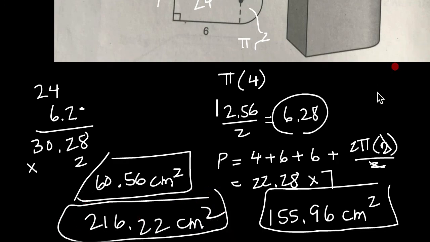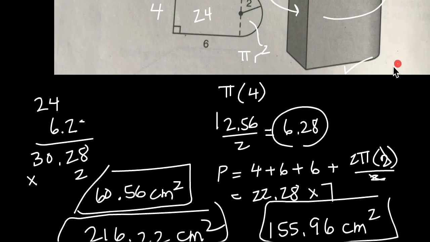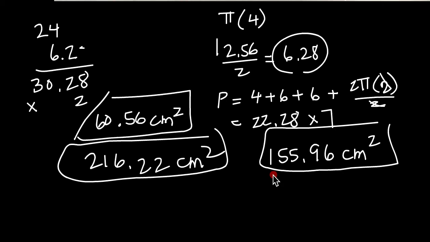So just to recap real quick, if you're finding the surface area, you need to find the area of both bases, and then you need to find the whole way around. The way that we find that is we find the perimeter of the base and take it times the height, and then we add the bases together with the lateral surface area, and that gives you the complete surface area, which is 216.22 centimeters squared.